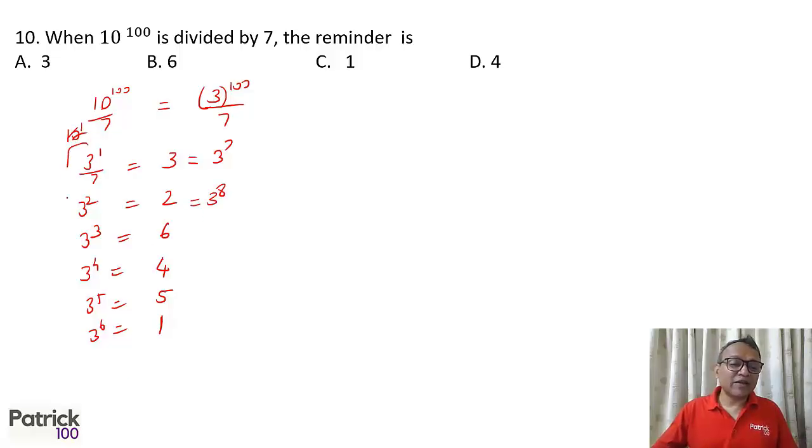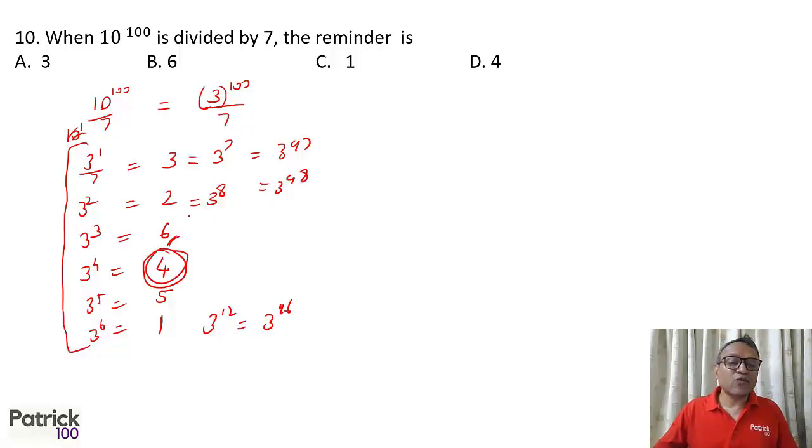So the cycle repeats after every 6, which means 3 raised to 12 will have remainder 1, 3 raised to 96 also remainder 1, 3 raised to 97 will be 3, 3 raised to 98 will be 2, 99 will be 6, and 3 raised to 100 will be 4. So the answer is option D.